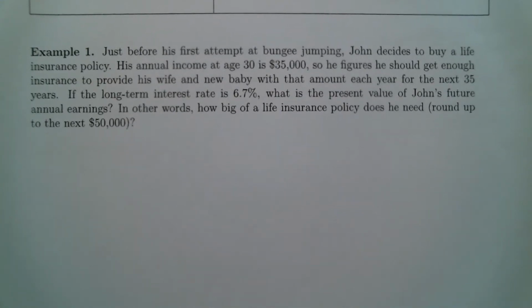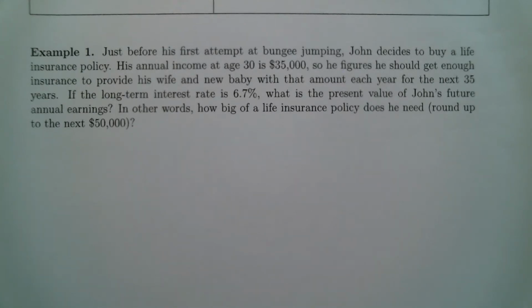Example 1. Just before his first attempt at bungee jumping, John decides to buy a life insurance policy. His annual income at age 30 is $35,000. So he figures he should get enough insurance to provide his wife and new baby with that amount each year for the next 35 years.